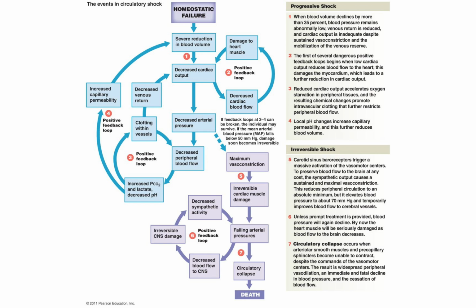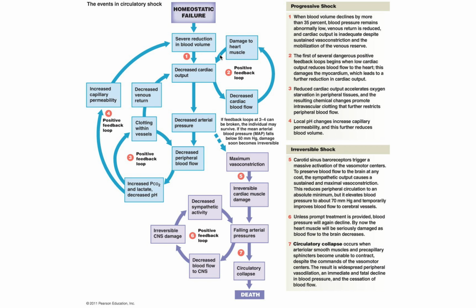Circulatory shock. Circulatory shock involves several positive feedback loops that decrease blood volume. Progressive shock involves positive feedback loops, and we can see those here. So we decrease the cardiac blood flow, which causes damage to the heart muscle, which decreases cardiac output, which decreases cardiac blood flow, which causes more damage to the heart muscle, which decreases cardiac output, and you can see that goes on.